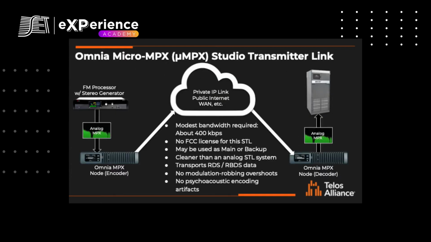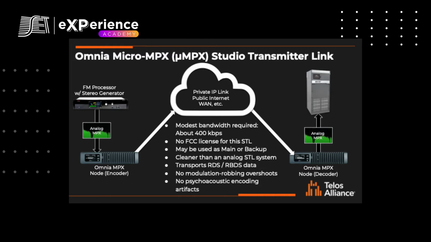Well, it's possible to sample and digitize the MPX output of an FM audio processor and stereo generator. However, the data rate or the bandwidth that's required to accurately carry this MPX signal is pretty large, several megabits per second. Well, Micro-MPX is a mathematical data reduction algorithm that's designed specifically for the unique FM composite signal. A pair of Omnia MPX nodes can encode and decode the MPX signal faithfully while transporting it over IP links. It could even be over the public internet. The bandwidth required is about 400 kilobits per second.